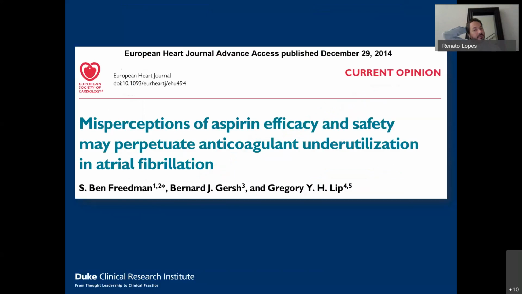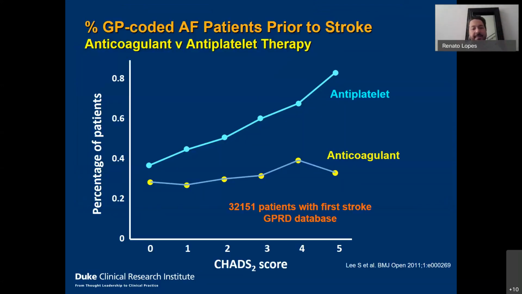The other important piece that we learned is that for many years, we thought that aspirin was very safe and aspirin was very efficacious for atrial fibrillation. And that's the classic curves that we see in many studies. The CHADS or CHADS-VASc score goes up, the risk of stroke goes up, the risk of bleeding also goes up, and patients are more likely to use antiplatelet agents because they think that they are effective and because people are afraid of warfarin and afraid of anticoagulation. So that is the classic curves that we've seen many times in a lot of studies.